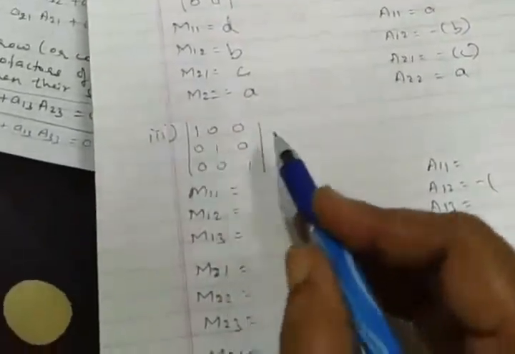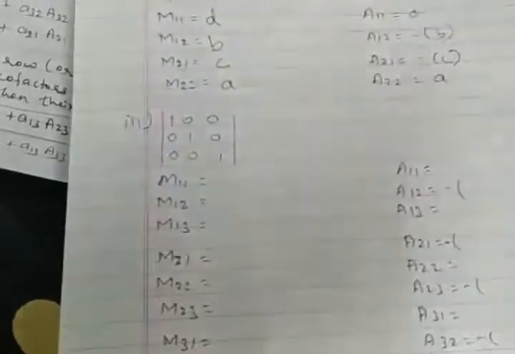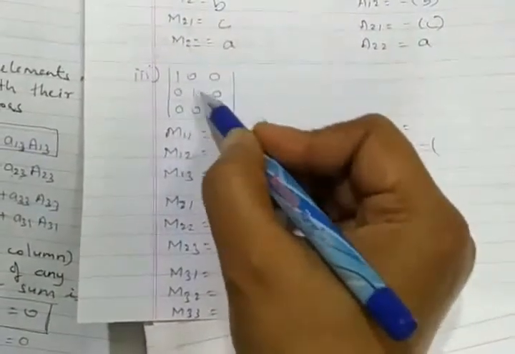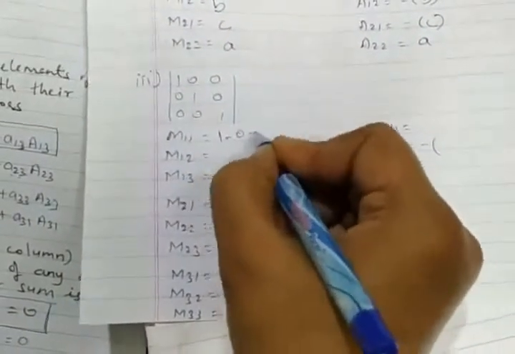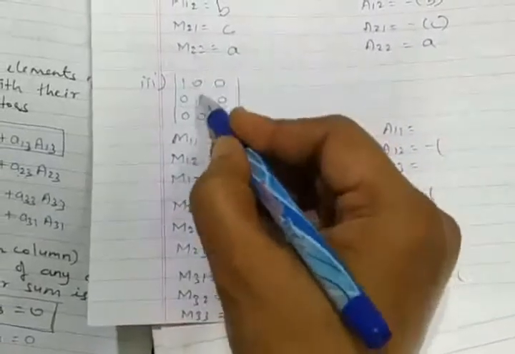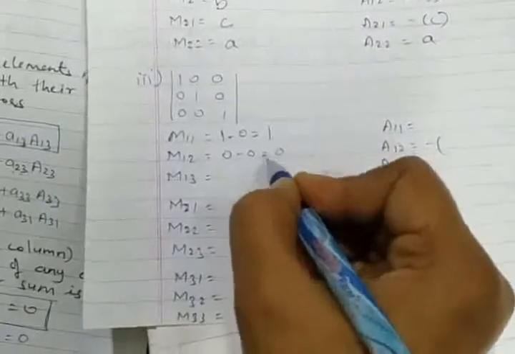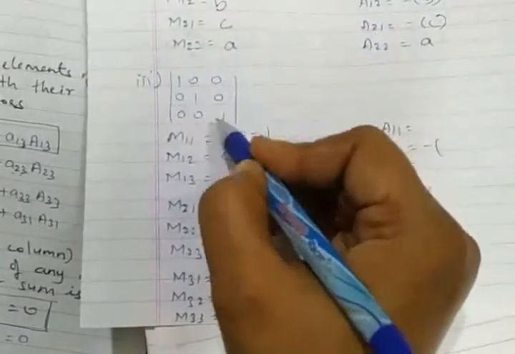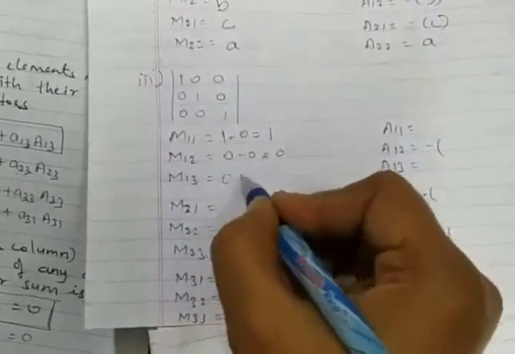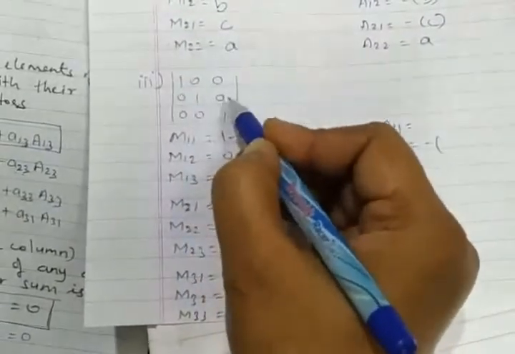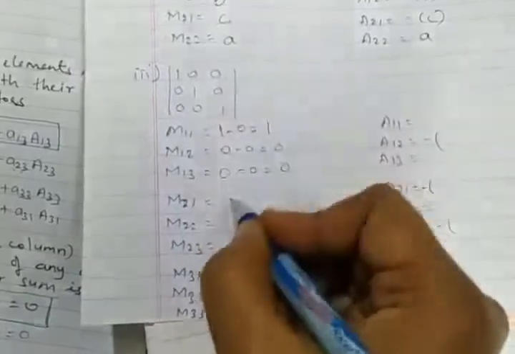Whereas for 3 cross 3 order, we know it very well. How do we list out the minor? Close it, it is 1, minus 0, 1. M12, close it, we find 0 minus 0, 0 minus 0, we have 0. 1, 3, close it, it is 0 minus 0, 0 minus 0, we find 0. M21, close, 0 minus 0.